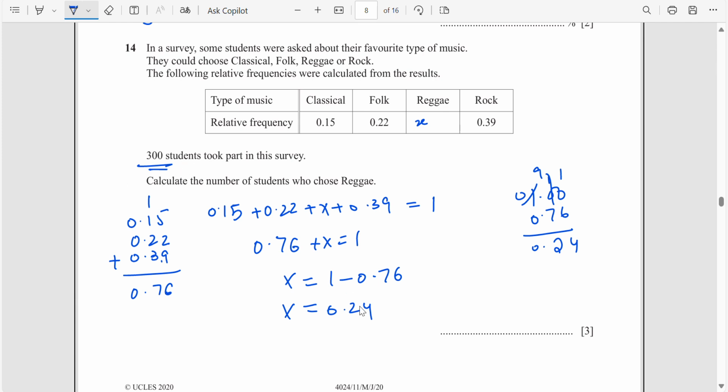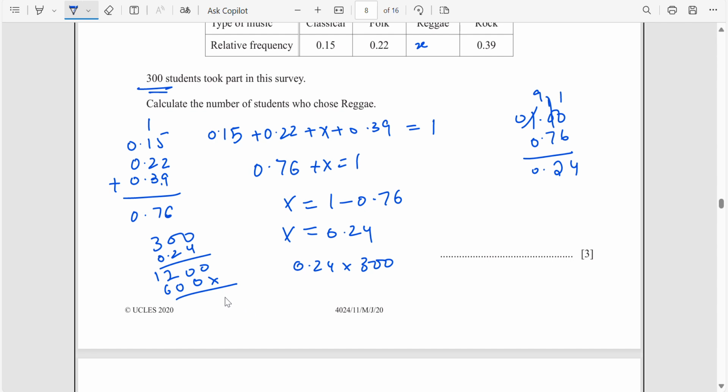Now it says that 300 students took the survey. So it's 0.24 of 300. So to find the total number of students, we need to multiply 0.24 with 300. So our answer is 72. I will continue the next half of the paper in the next video.